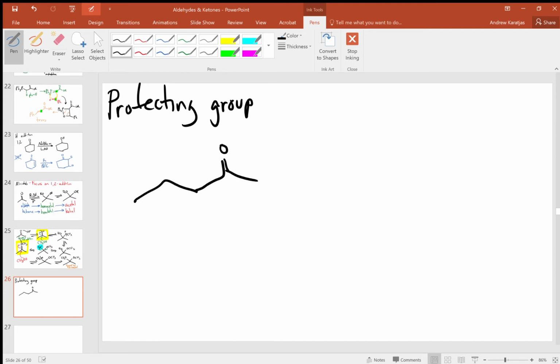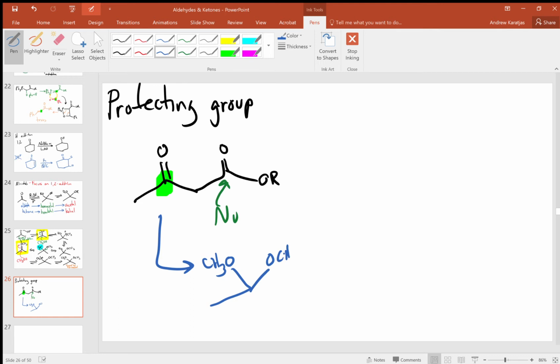And so let's say that we wanted to add a nucleophile to this ester. And we're going to learn about, in the near future, the types of reactions you can do with esters. The problem is that the ketone is often going to be a better electrophile. So what do you do? Well, if you can hide the ketone, one way you can do that is to make it into a ketal.